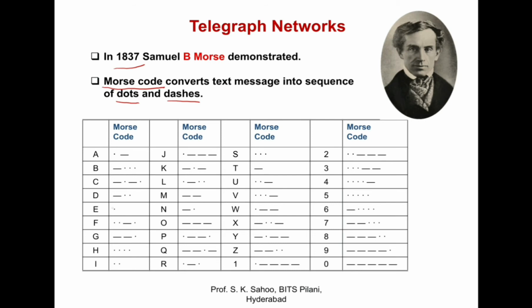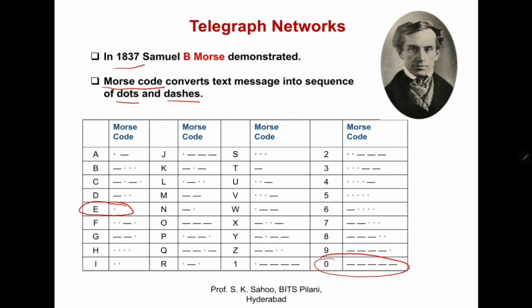Here, if you look into this, A is given by a dot and a dash. B is given by a dash and 3 dots, whereas E is given by a single dot. E is given by a single dot, whereas 0 is given by 5 dashes. So you can think about the way these dots and dashes are assigned. The letter which is most utilized is assigned the smallest Morse code. The symbols which are least used are given the largest code.